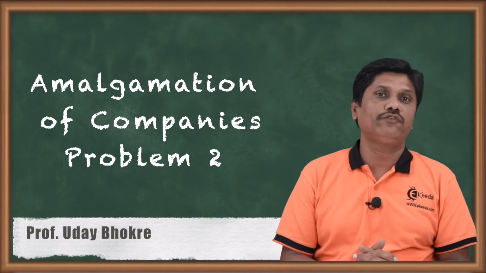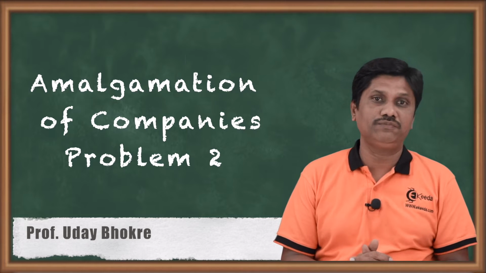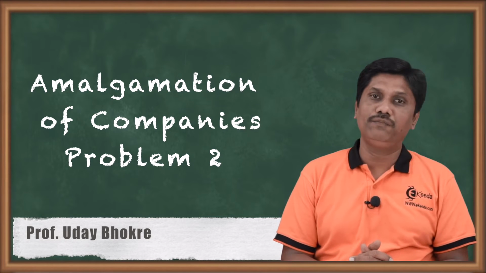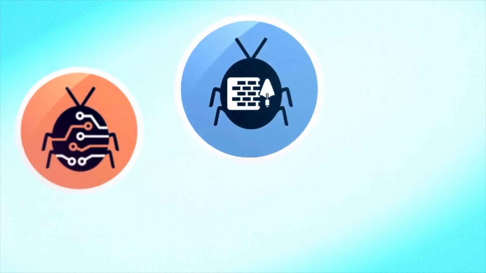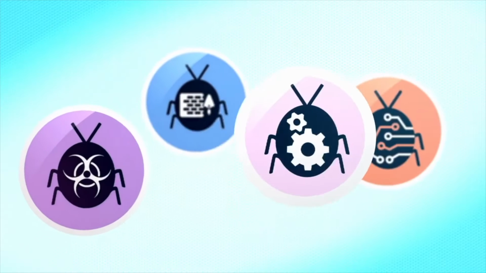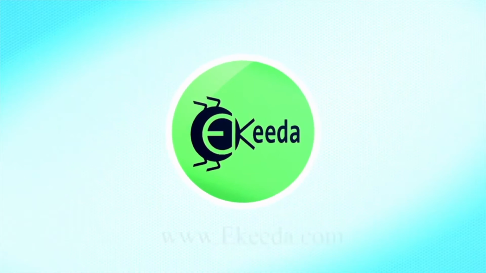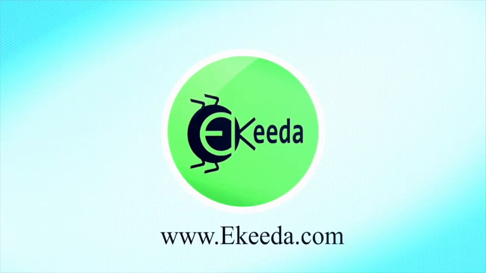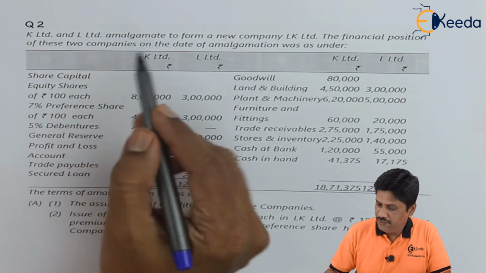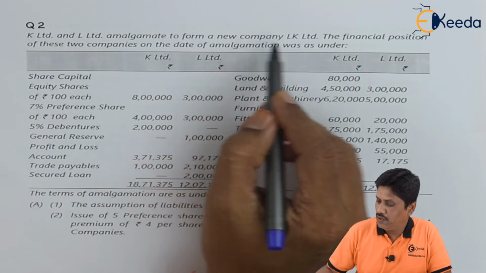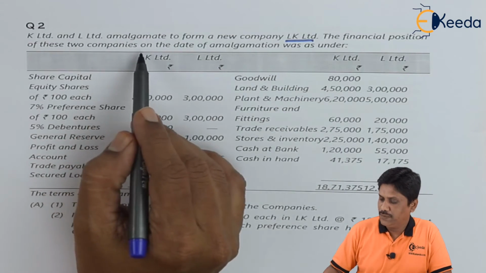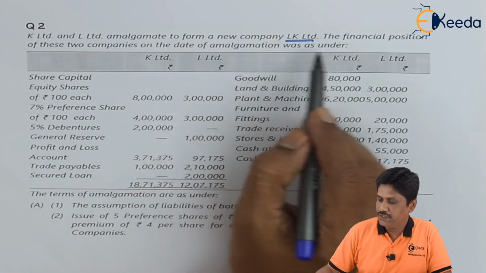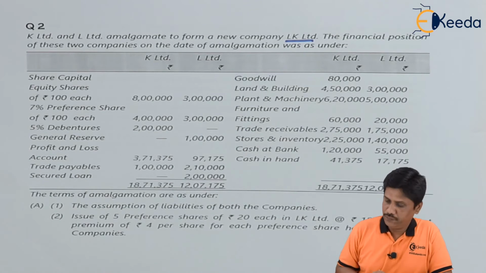Today we are going to learn for CA Intermediate Advanced Accountancy subject, topic name Amalgamation of Companies, question number 2, which is on your screen. Let's read the question, students. K Limited and L Limited amalgamate to form a new company LK Limited. The financial position of the two companies on the date of amalgamation was as under.